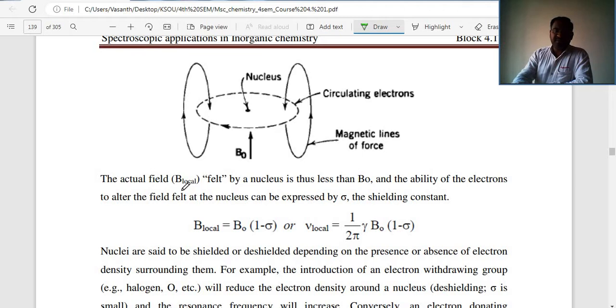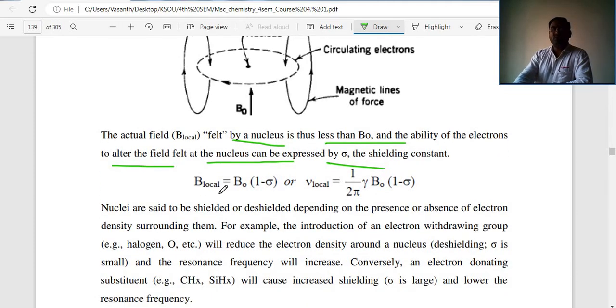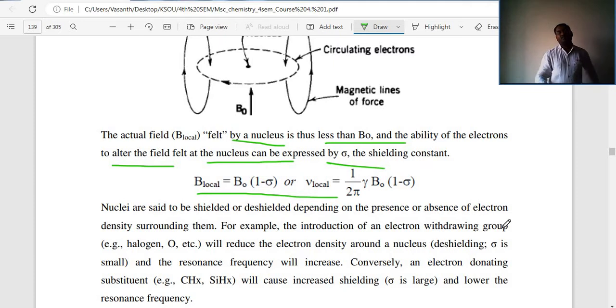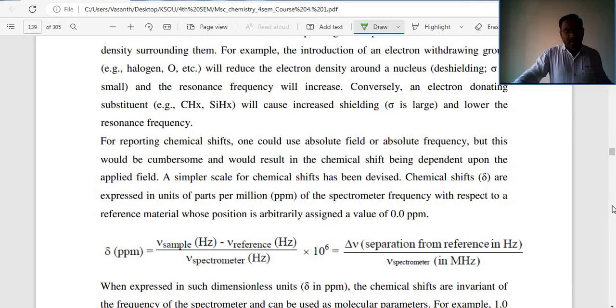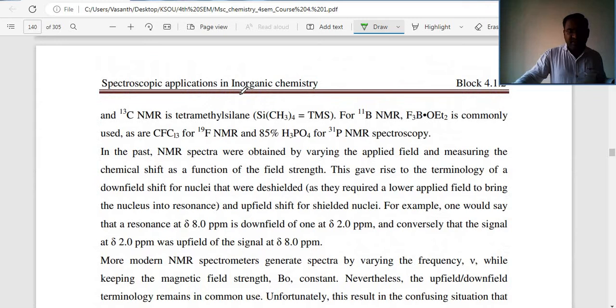Here the actual field B local felt by the nucleus is less than B0, and the ability of electrons to alter the field felt at the nucleus can be expressed by the shielding constant sigma. The shielding effect is written as B local equal to B0 times (1 minus sigma). These are all the expressions to calculate the chemical shift values in the different ratios.